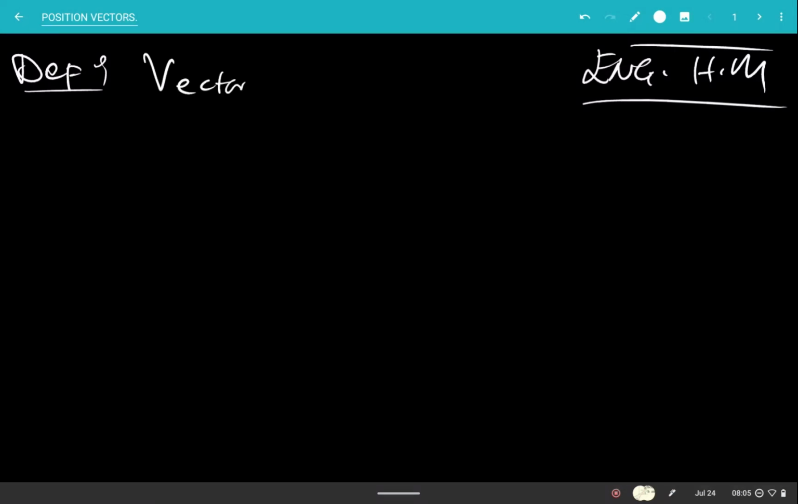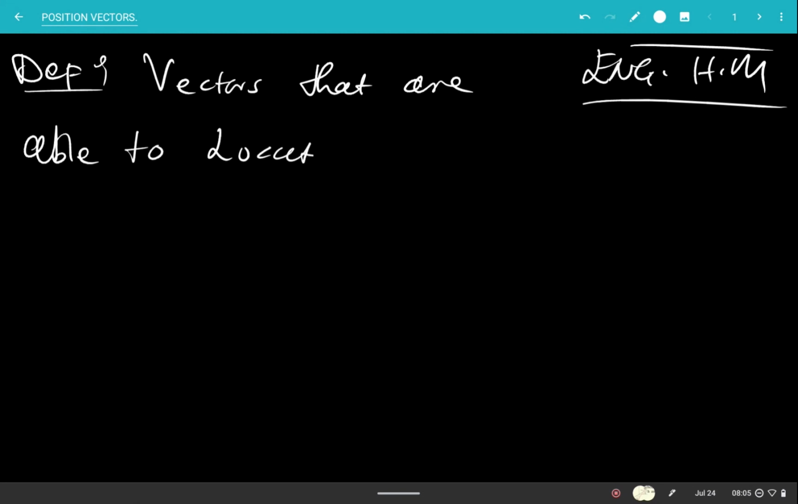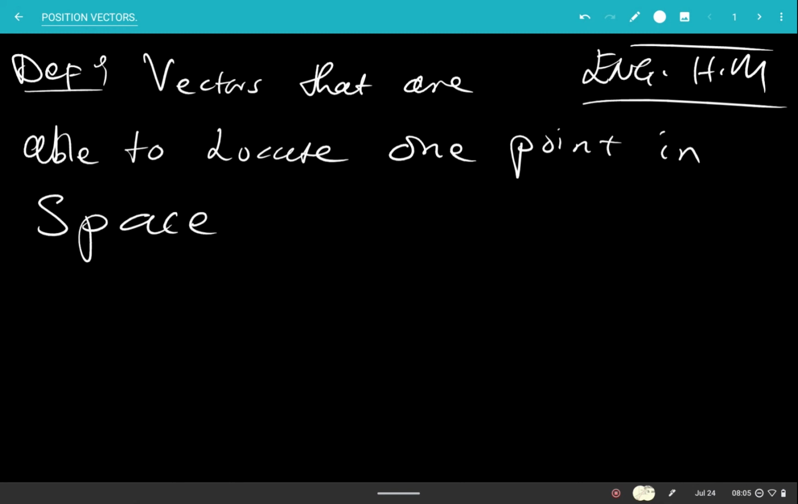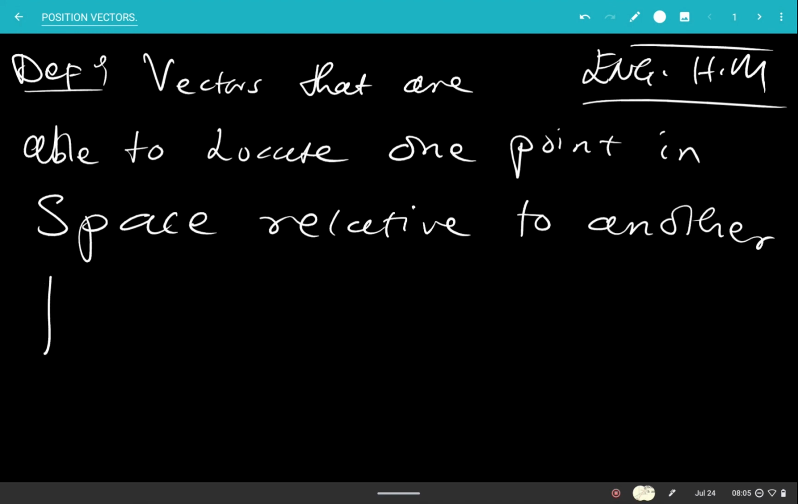So let's say vectors that are able to locate one point in space relative to another point.